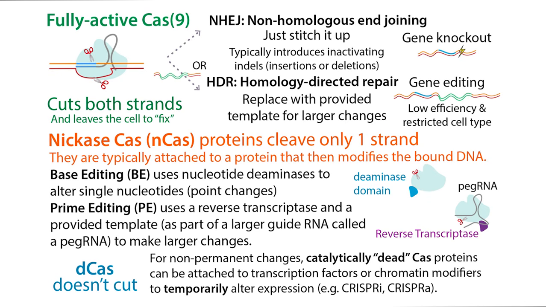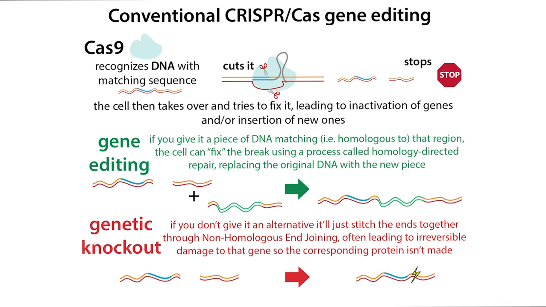When you typically do it, if you don't provide something else, the cell tries to just stitch the ends together, and it's not very good at that, so you get a knockout. But if you do provide an alternative, now the cell has to do something called homology-directed repair. It's not perfect, it's not very efficient, and it only happens in some types of cells. So there has been lots of innovation in CRISPR technology to make things more specific, because you want to make sure you're not messing with anywhere else in the genome, and to improve the efficiency of the system.